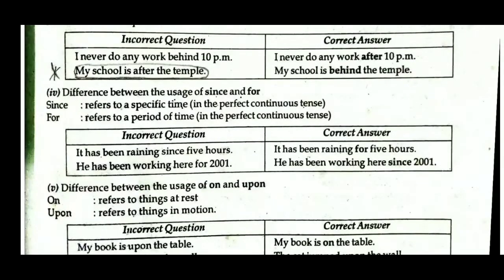Very important. Since and for refer to time in the perfect continuous tense. Since refers to a specific point in time. For refers to a period of time. Incorrect sentence: It has been raining since 5 hours. It is incorrect. For a duration, you have to use for, not since. It has been raining for 5 hours is the correct answer.